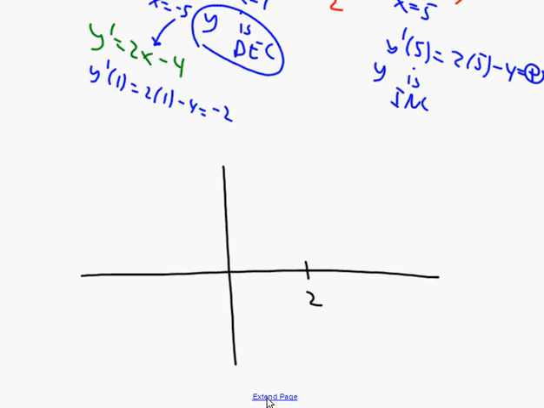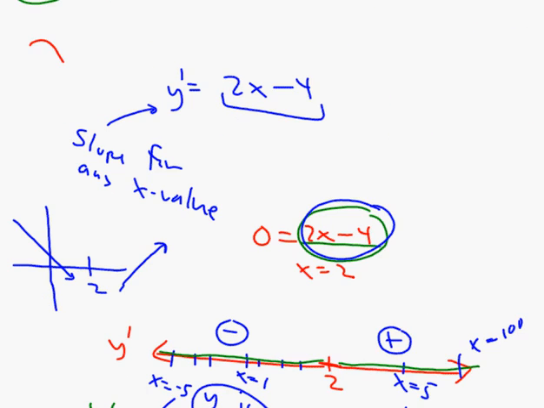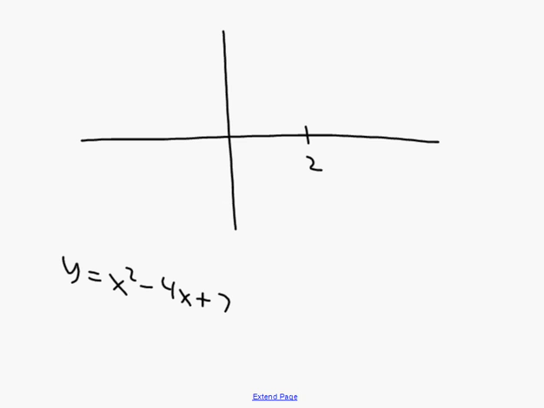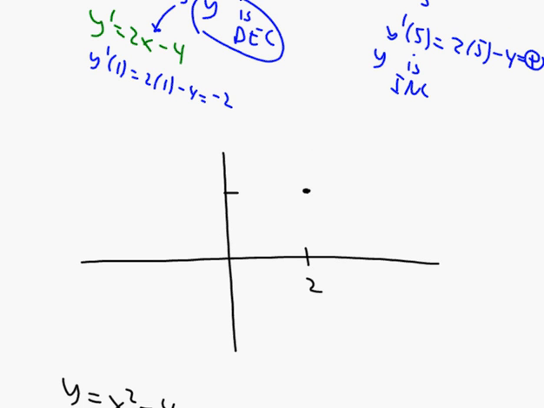Now, since that's a point of interest, I'm going to rewrite my original function again. Here is x squared minus 4x plus 7. Let's just remind myself I got that correct. I do. I'm going to plug 2 in there. So y of 2 is going to be 2 squared minus 4 times 2 plus 7. Or 4 minus 8, negative 4, plus 7 is positive 3. So I know that this thing goes to the point (2, 3). And I also know that at that point, the tangent line is horizontal. So I'm drawing a little horizontal tangent line.